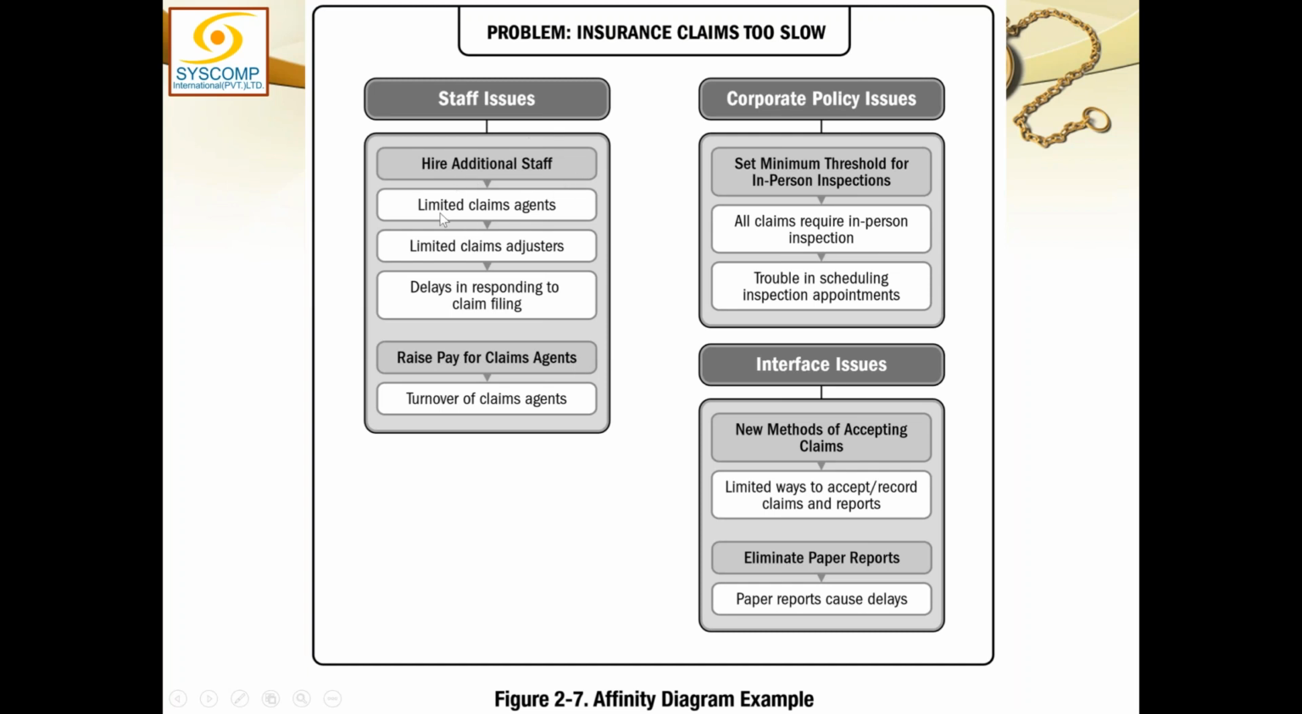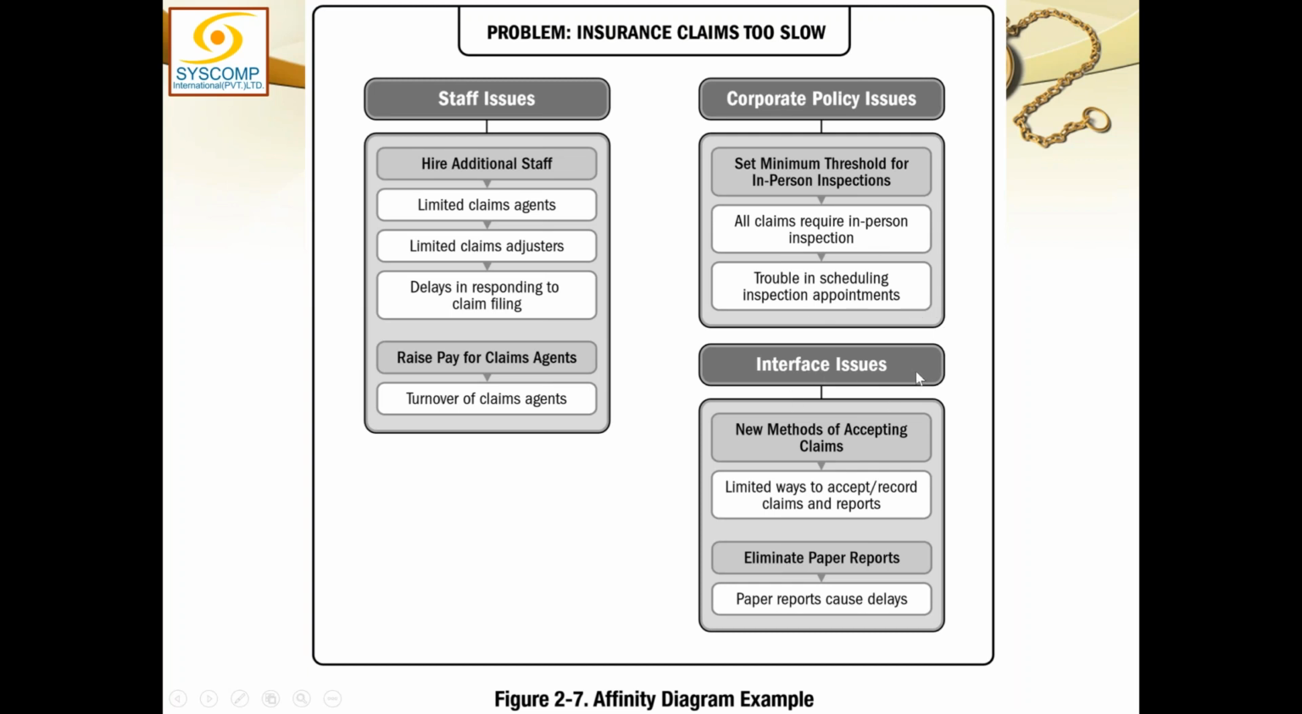Hire additional staff. We have limited claims agents, limited claim registers, and delays in responding to claim filing. All of this will be resolved by hiring additional staff. Raise pay for claims agents. This will solve the problem of turnover of the claims agents. Set minimum threshold for in-person inspection. This will solve all claims require in-person inspection. So this minimum threshold will be solving this. Trouble in scheduling inspection appointments, that will be solved.